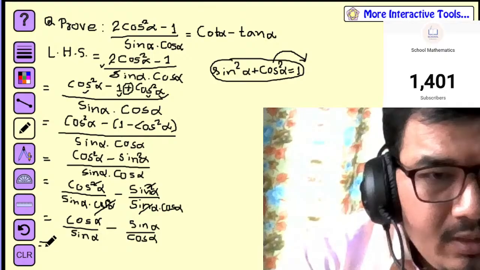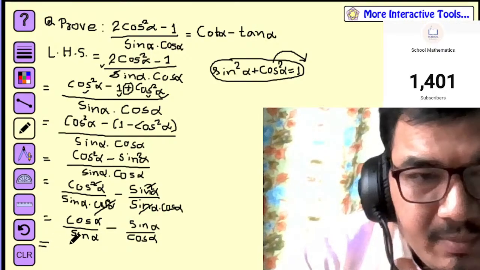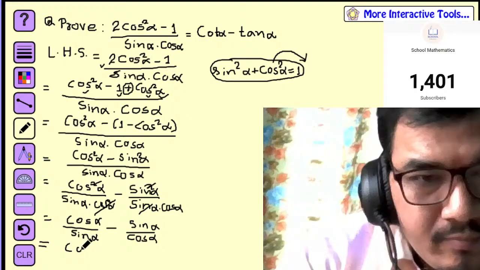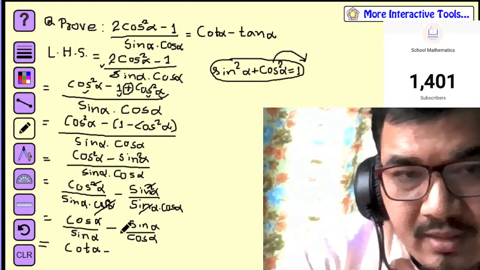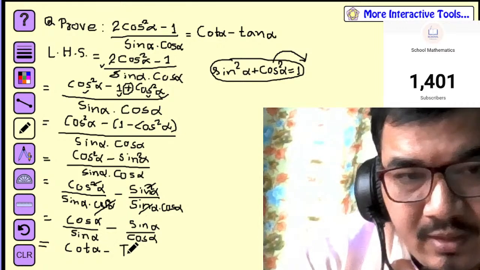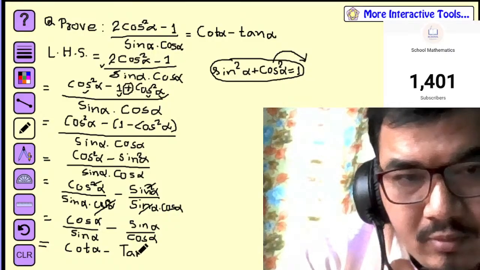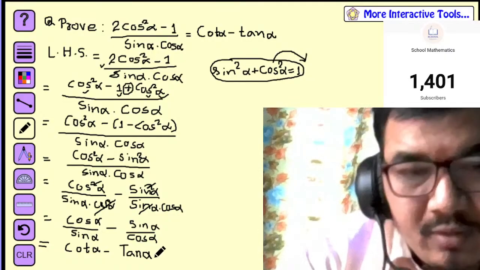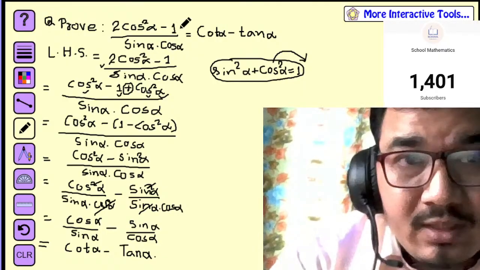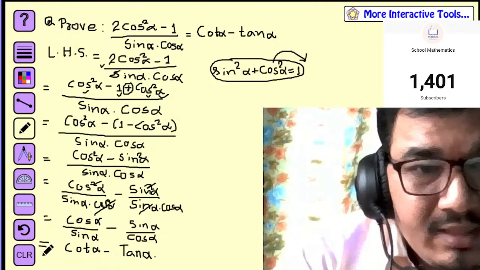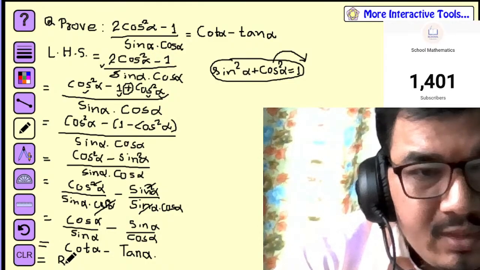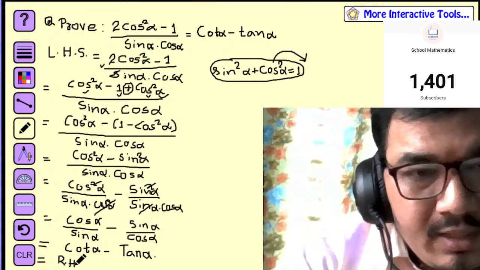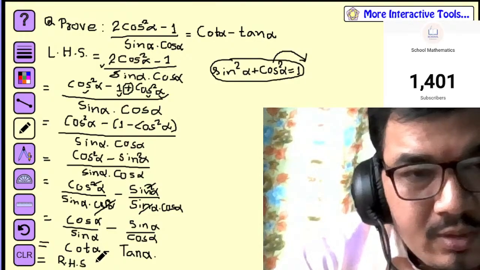Okay. Then we need to write here cos by sine means we have to write here now cot alpha. Okay. Cos by sine means cot alpha minus sine by cos means we have to write here tan alpha. Okay. That was the result we need to bring on the right side. This is our result to bring, and it was given in right hand side right here. We brought right hand side and our solution.